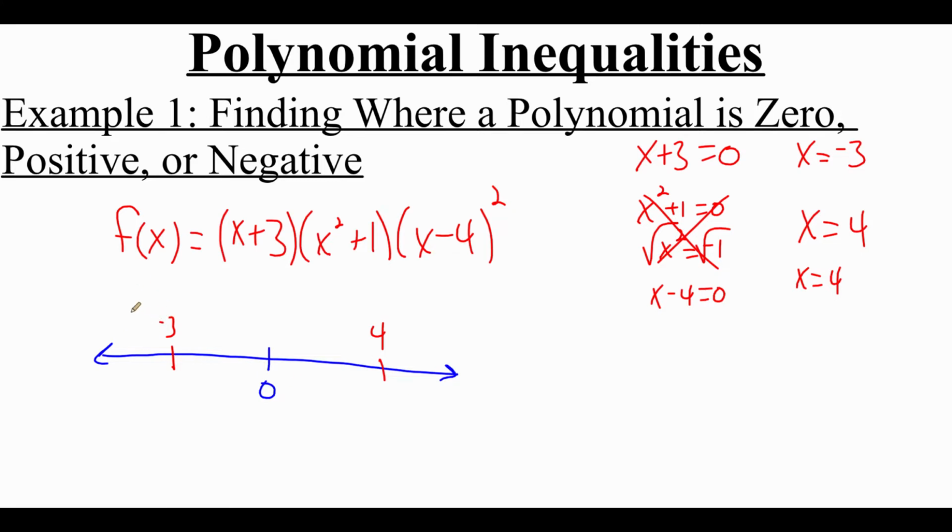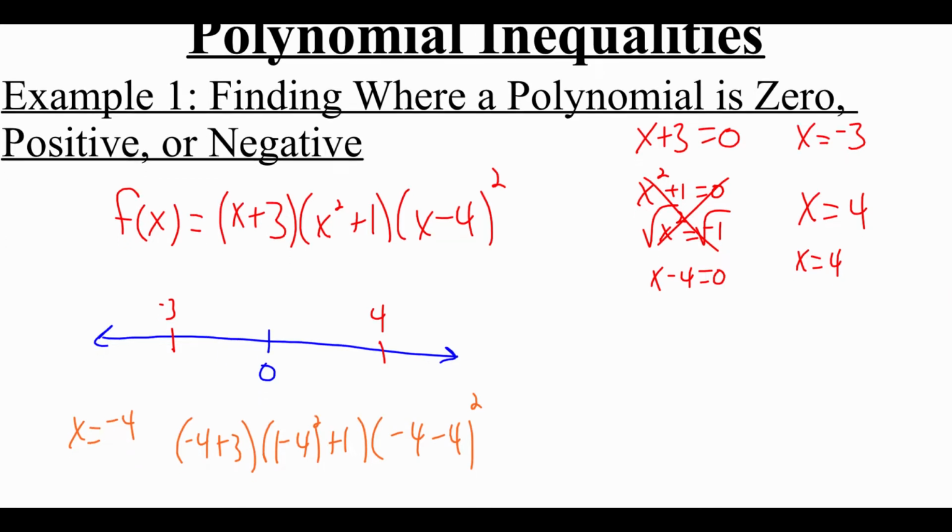So if we first want to look at what's happening left of negative 3, then I would want to plug in a value for x that's less than negative 3. So we can pick out a test value, maybe an x value of negative 4. And what I'm going to do is take that and plug that in for my x's within the function. So in that first factor, I would get negative 4 plus 3. And then in my second factor, I would get negative 4 squared plus 1, and in my last factor I would get negative 4 minus 4 squared.